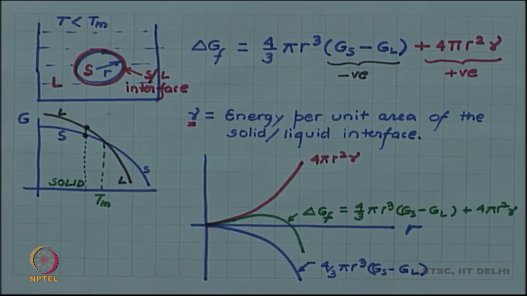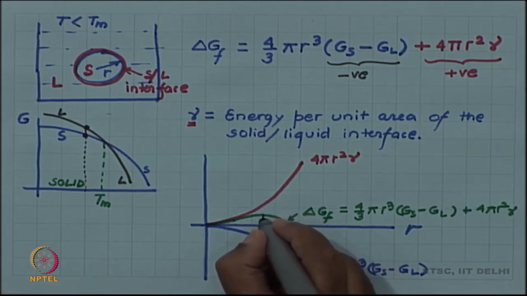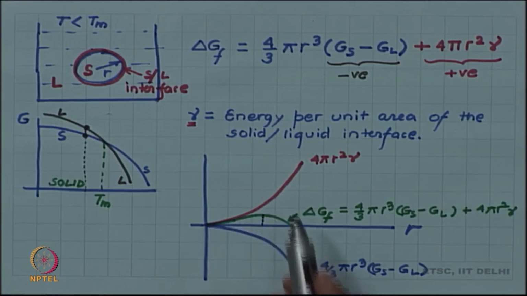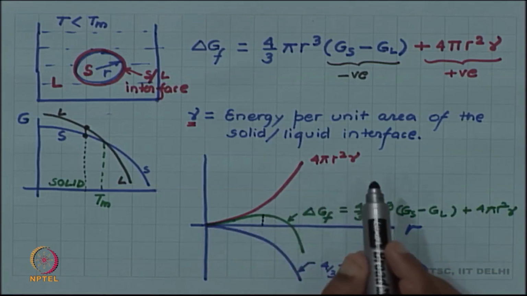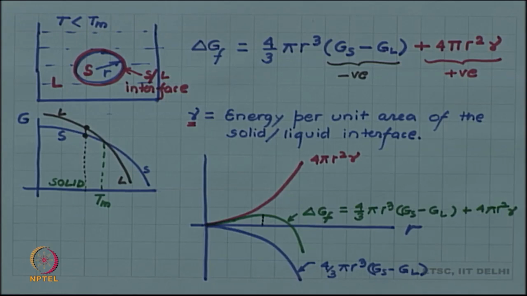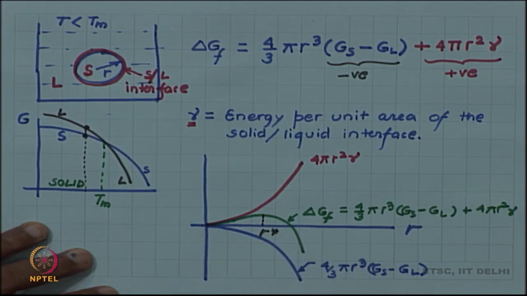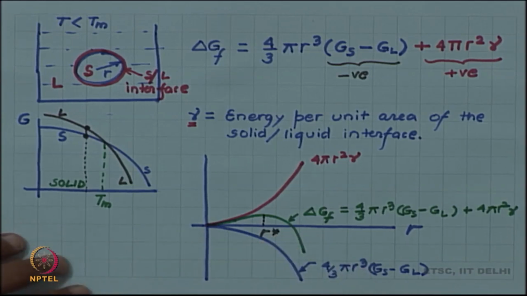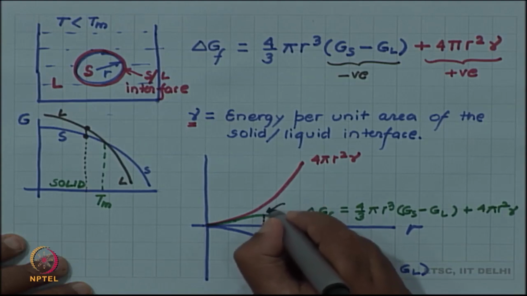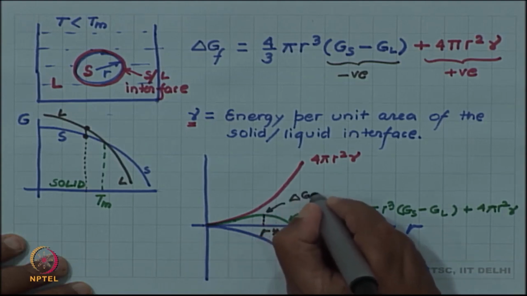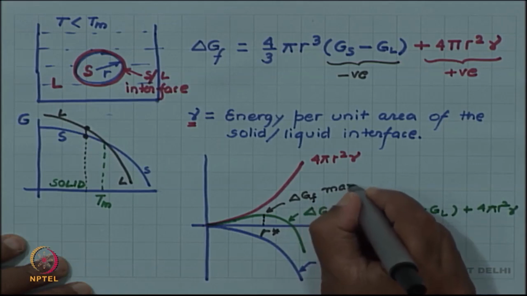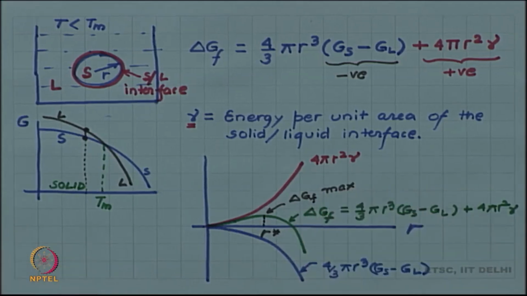So, you can see here now that this curve goes through a maximum, since initially it was increasing because of the r square term, and then gradually it starts decreasing. So, there is a radius, let us call that the critical radius, r star, at which delta Gf is maximum. Now, what is the significance of this radius r star?